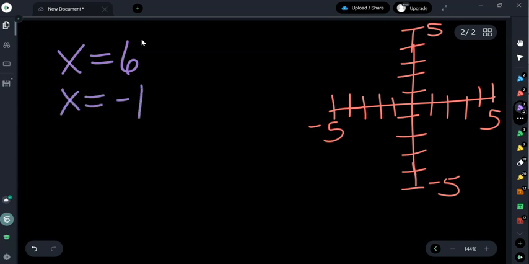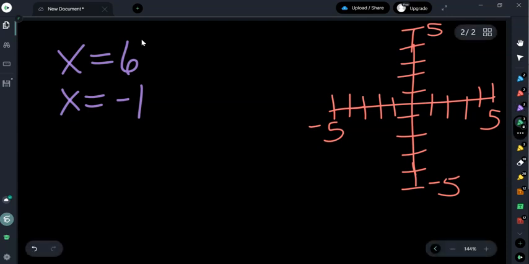Okay, we just looked at y equals. Now what do we do with these? These are actually considered to just be vertical equations. So a vertical line is when it says x equals. Now what does that mean? That means no matter what I plug in for y, x is always going to be the same.